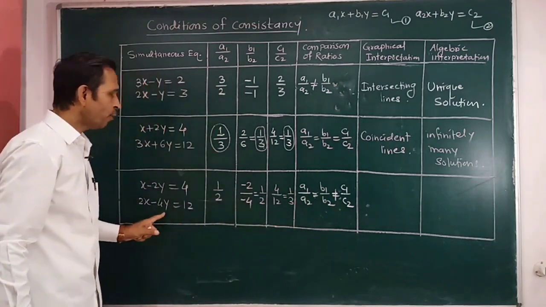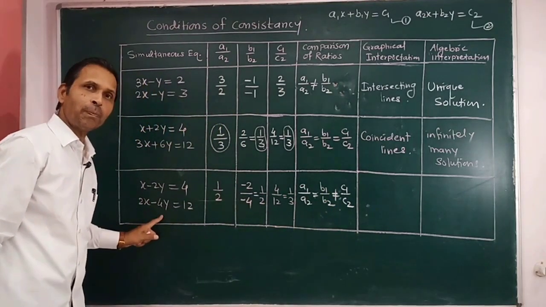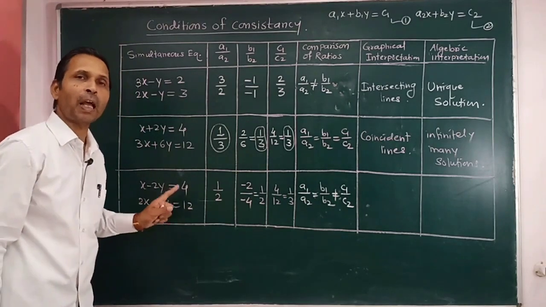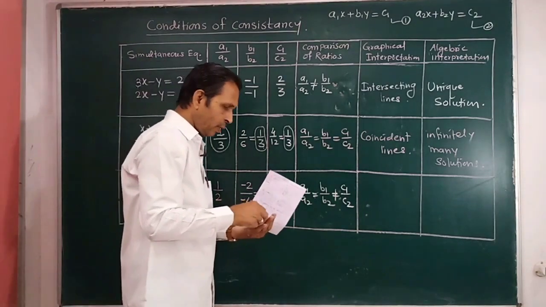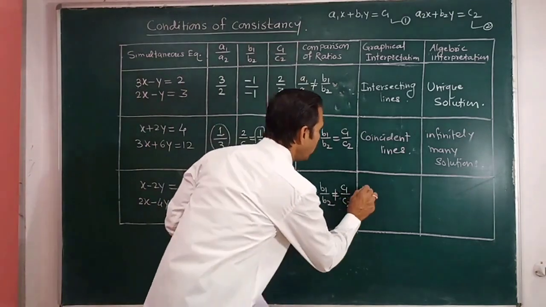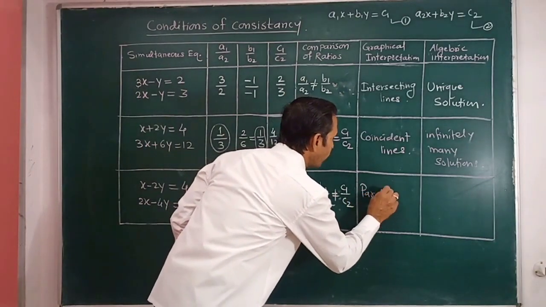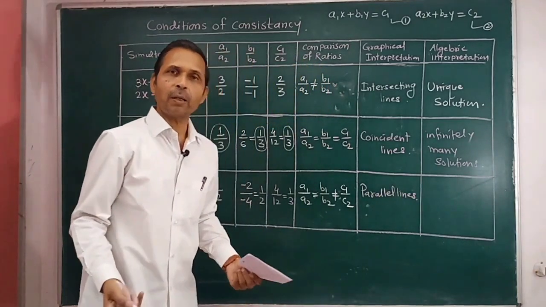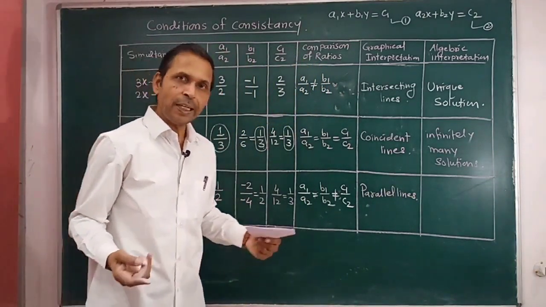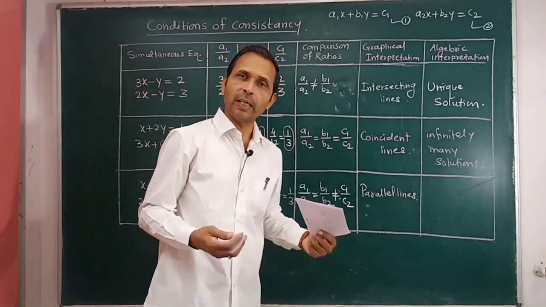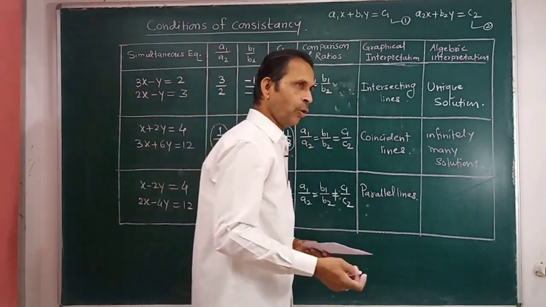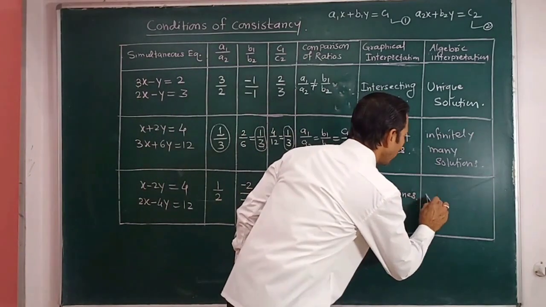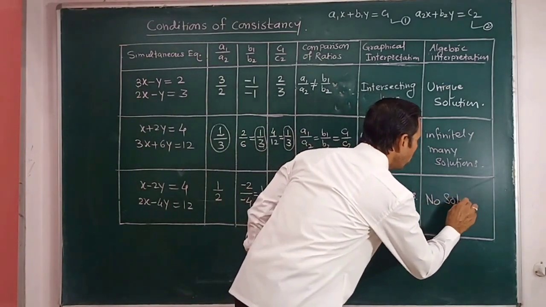In this way, what happens? In the third example, we observe that the graph of such equations is parallel, and that's why the graphical interpretation is parallel lines. Now what is the algebraic interpretation? Can we get a solution of such equations? They are parallel to each other. No, because these lines do not intersect with each other, and that's why such lines have no solution.